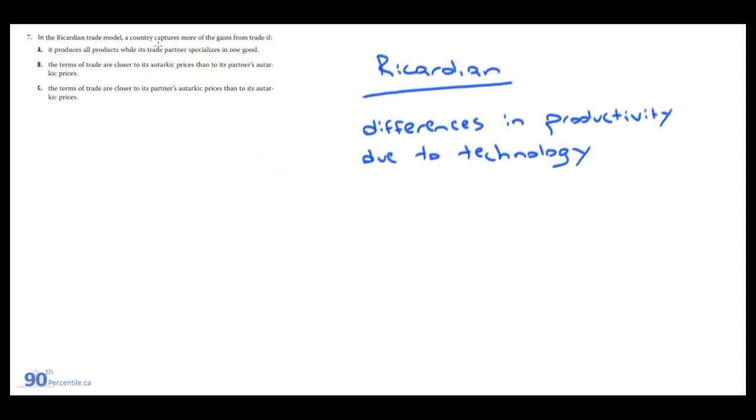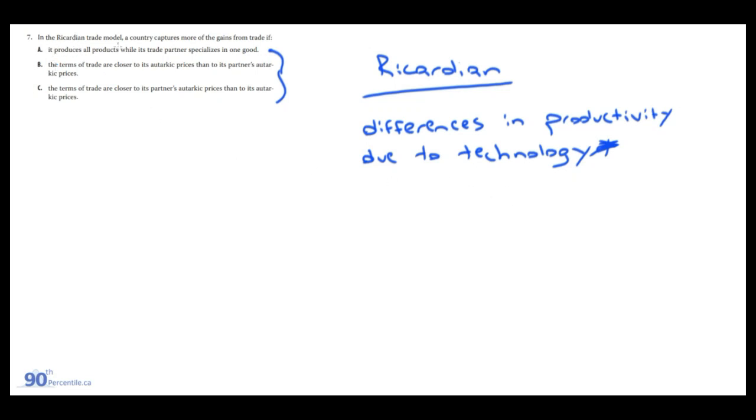In the Ricardian trade model, a country captures more of the gains from trade if what? Well, before we go through these answers, let's go through a quick overview of what the Ricardian model is. Once again, just another one of those economic theories. And this theory states that differences in productivity amongst countries are only due to technology differences. So how productive a country is at producing a good is only due to technology.